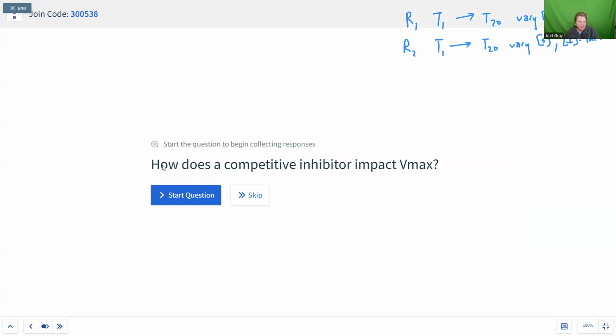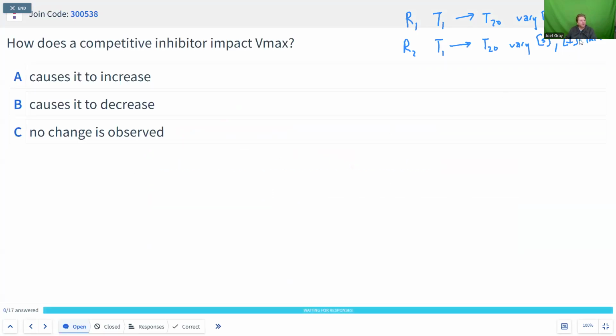Now, I'm going to jump back, and we're going to do our first Top Hat question of the day. How does a competitive inhibitor impact Vmax? Before we proceed, we've got two important kinetic parameters, Vmax and Km. How does a competitive inhibitor impact the Vmax? Let's go ahead and take a look at that. We've got 45 seconds approximately.